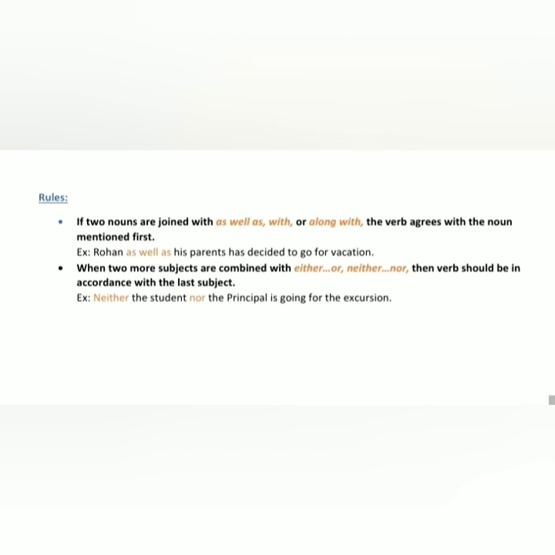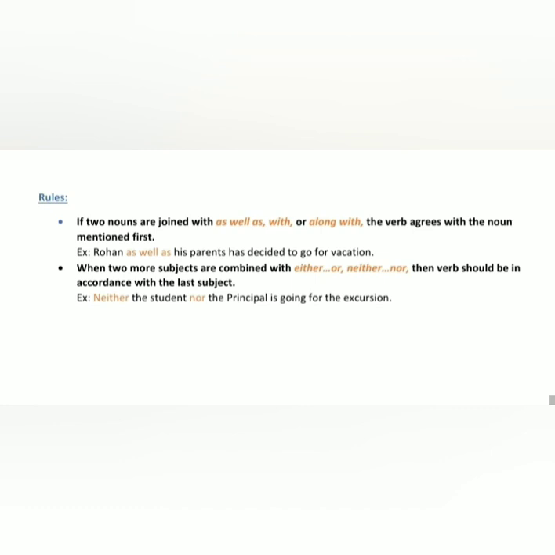Now you may have this question: why have I used has here? Because before has, a noun is written which is plural, that is parents. But no, when two nouns are joined with as well as, with, or along with, the verb which we are using has to agree with the first noun. That is, Rohan is a singular person, Rohan is a noun, so that is why I have used has here, not have.